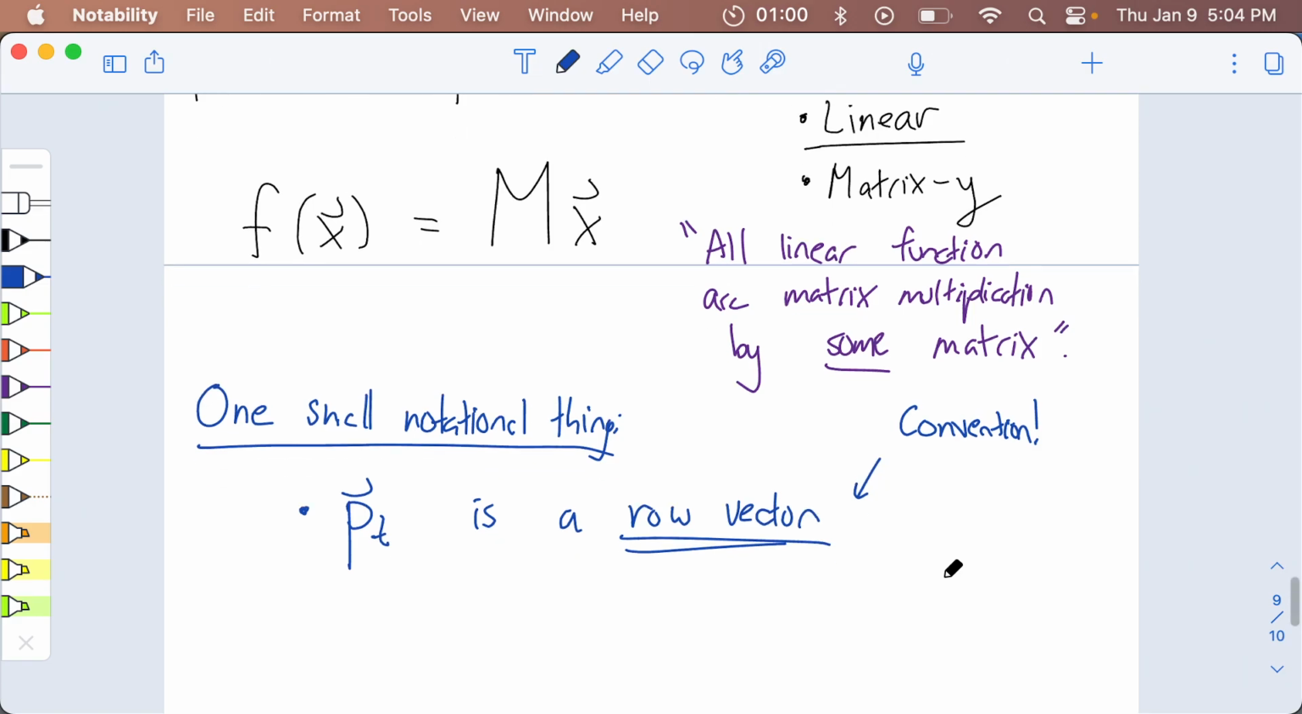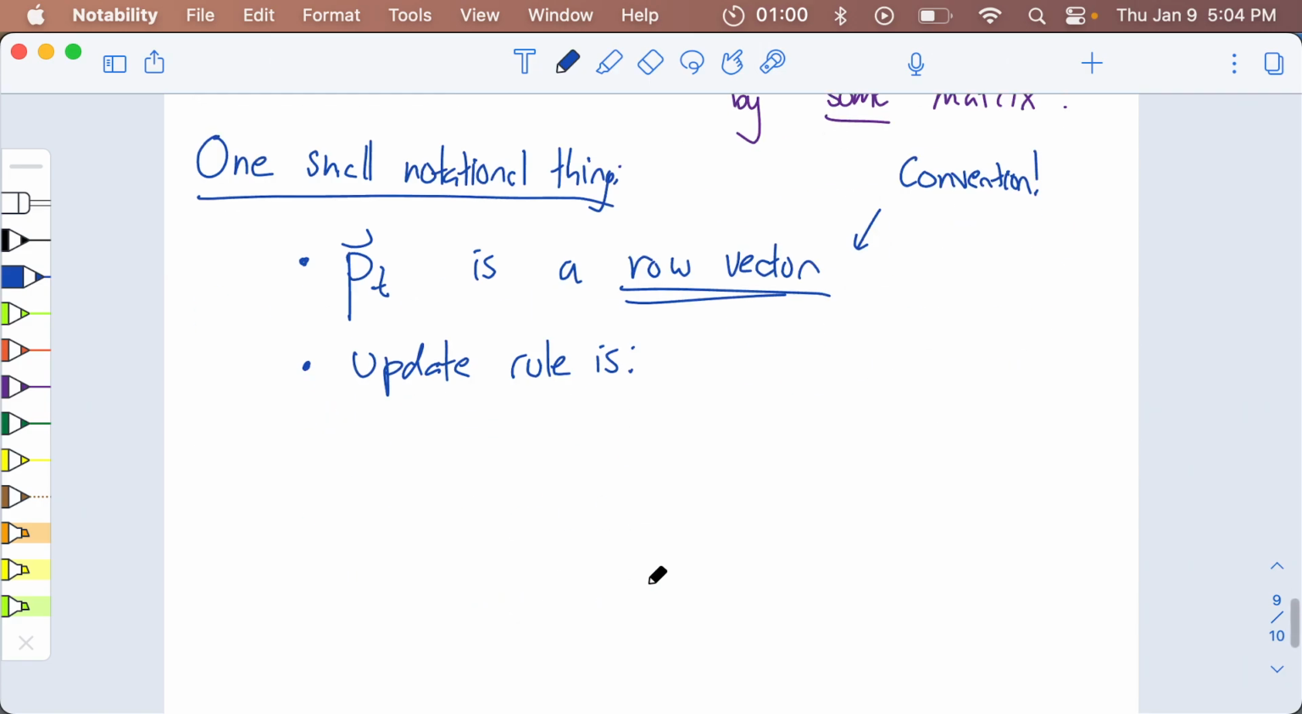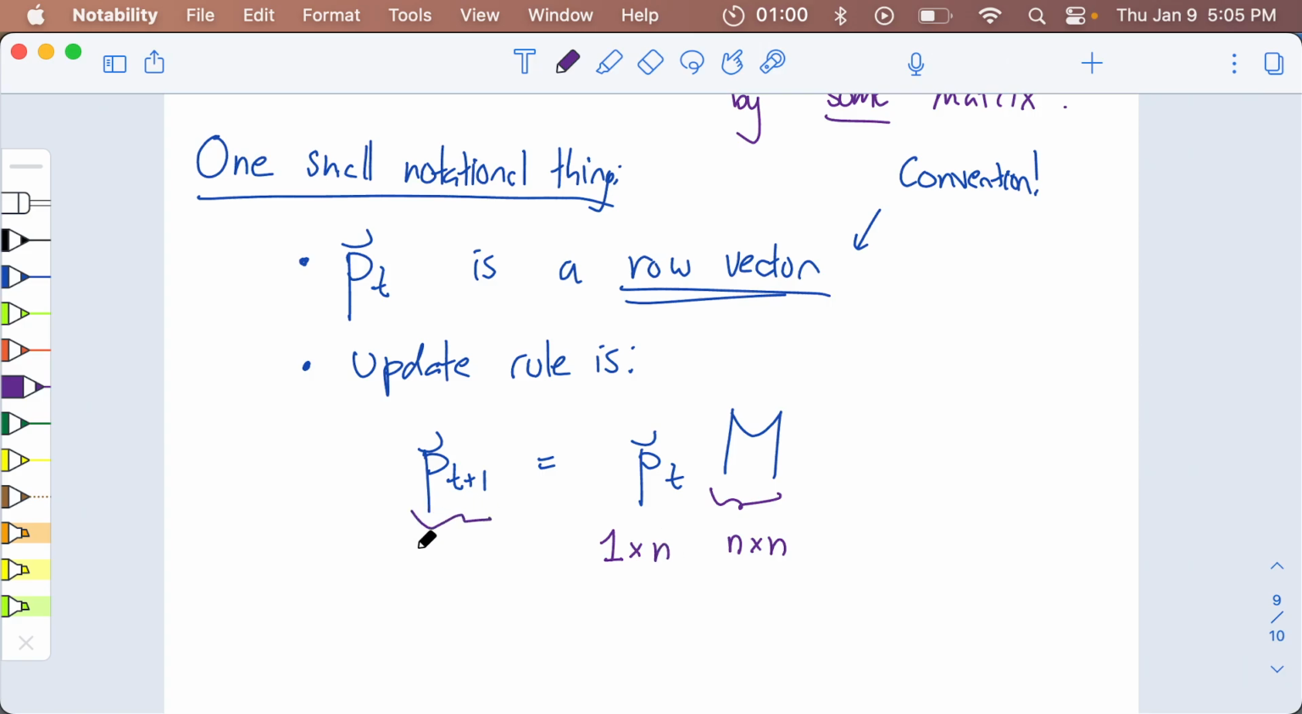And because the PTs are row vectors, the matrix M actually multiplies on the other side. And so the update rule is PT plus 1 equals PT, and then you multiply by the matrix M on the other side. So this is an n by n matrix. Let's draw the sizes, n by n. And PT is a 1 row by n columns vector. And this is also 1 by n. So the sizes add up.